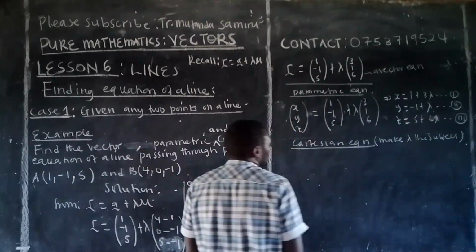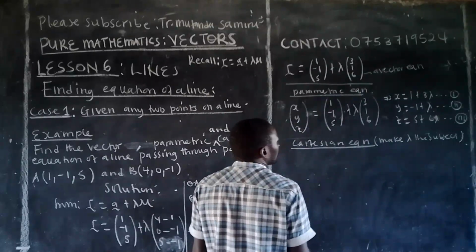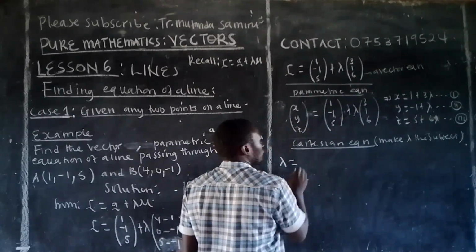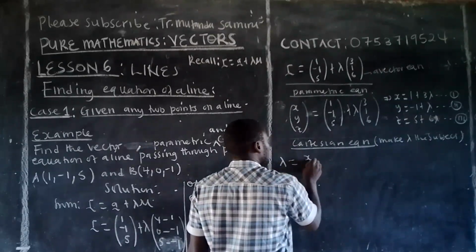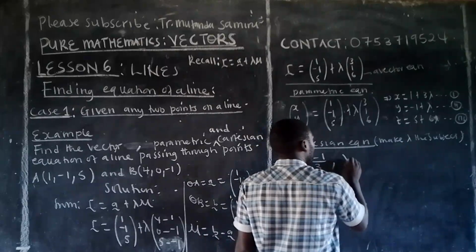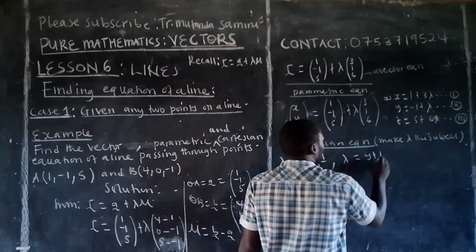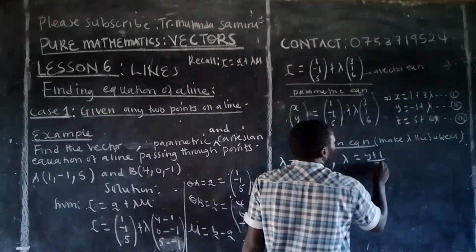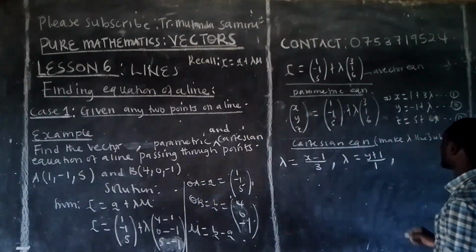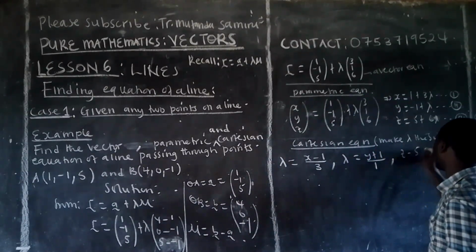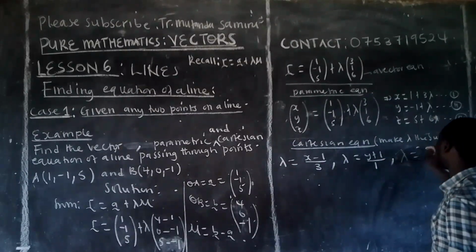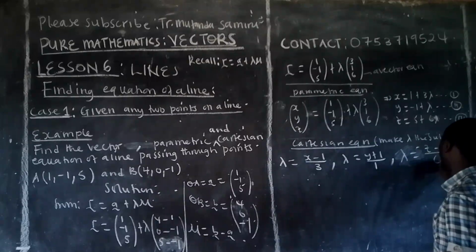Cartesian equation, make lambda the subject. So this will now be making lambda the subject from equation 1. Lambda will be equal to x minus 1 over 3. In equation 2, lambda will be equal to y plus 1 over 1. Make lambda the subject in equation 3 will be z minus 5 over 6, sorry. Lambda is equal to z minus 5 over 6.